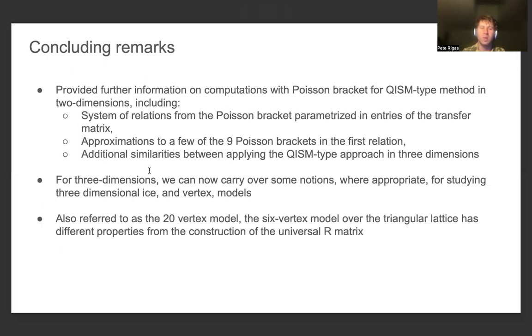But for 3 dimensions, we have to keep in mind that we can now carry over some notions where appropriate for studying 3-dimensional isovertex models. And we also refer to the 3-dimensional 6-vertex model as the 20-vertex model on the triangular lattice, from the fact that the 6-vertex model over the triangular lattice has some different properties from the construction of the universal R matrix, which were related to a product of 4 terms, 1 K matrix as well as 3 other R matrices, which are dependent upon q-exponentials, or exponentials raised to the tensor product.